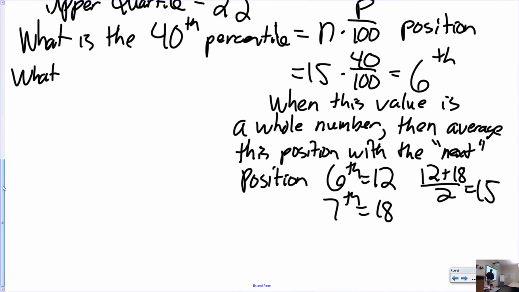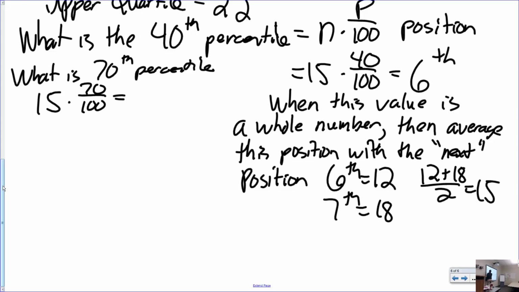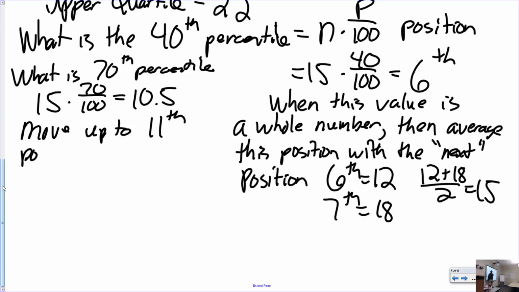Now, if the number is not a whole number, let's use an odd number, say the 70th percentile. 10.5. Because this number has a decimal, the 70th percentile is at the 10.5th position. Therefore, we can just move up. And that will guarantee that 70% of my numbers are less than whatever position I am sitting in.